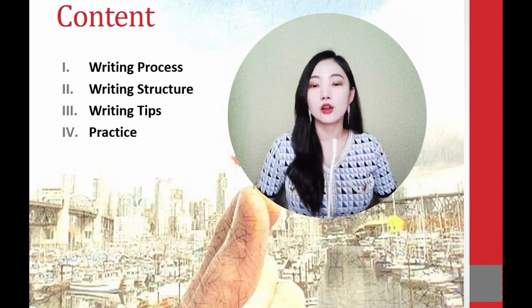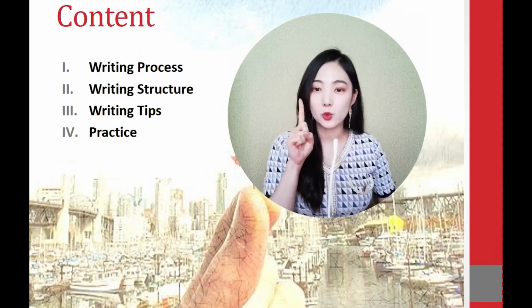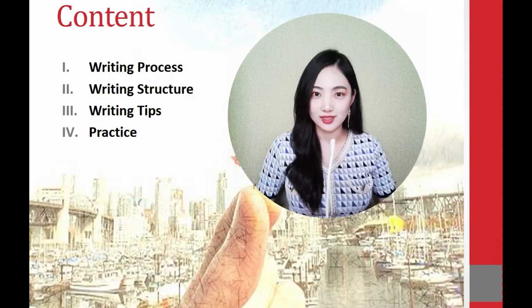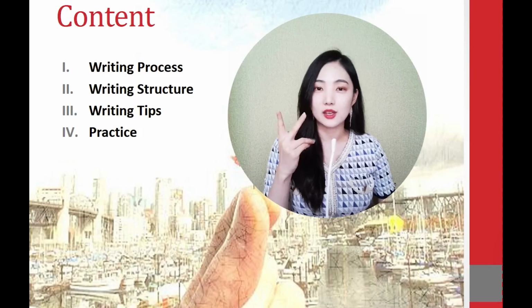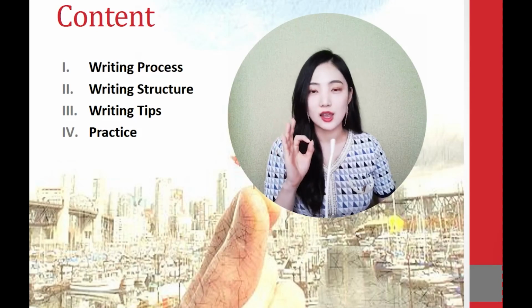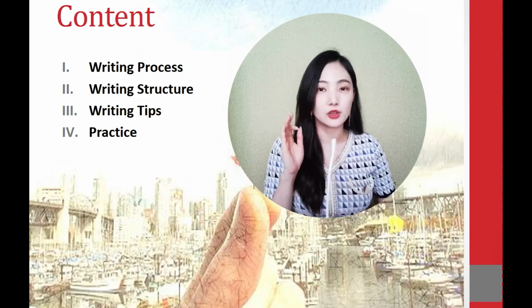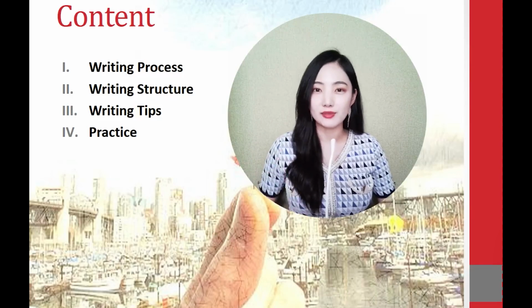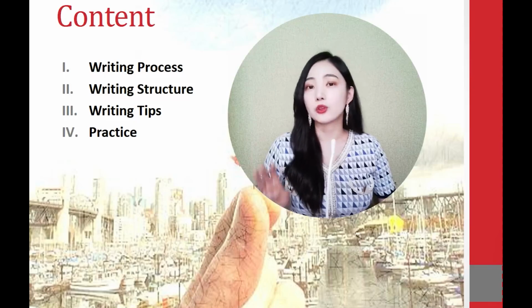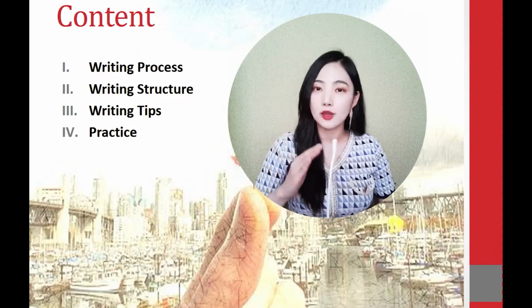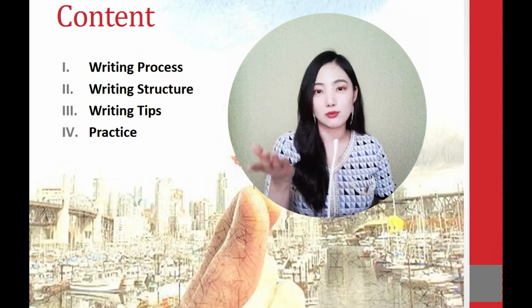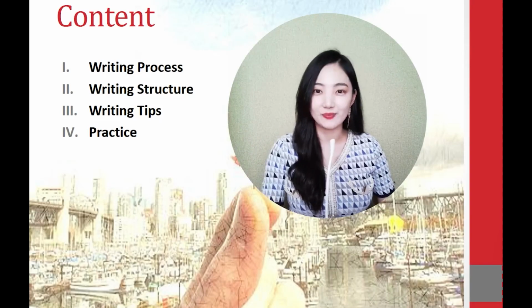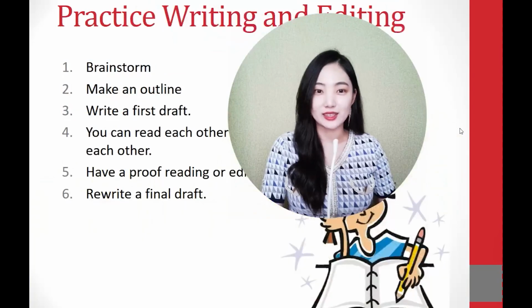So we're going to talk about 4 different steps. First one, we'll talk about the writing process. Number 2, we'll talk about writing structure. Number 3, writing tips. There are some important writing tips, and those tips will help your writing be more effective and professional. Last one, we're going to practice it together. So following the writing tips and the writing process, we will try writing in English all together. Okay? Are you guys ready? So let's dive into it.